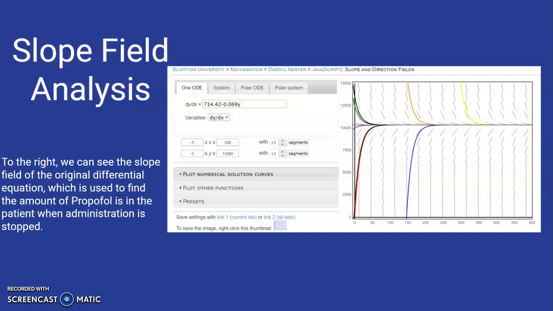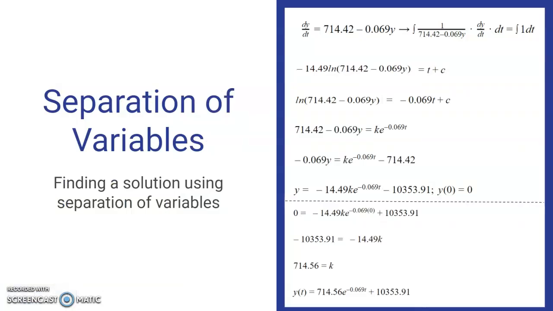For this particular slope field, we utilized a given program that graphs the differential equation as well as reveals how it behaves starting at multiple initial conditions. We can see that each of these initial conditions will approach a value that appears to be approximately 10,000.